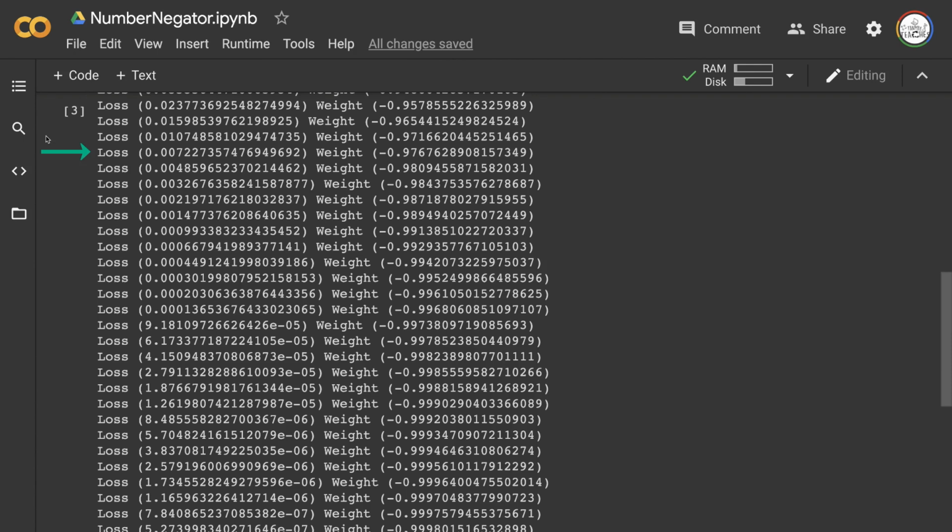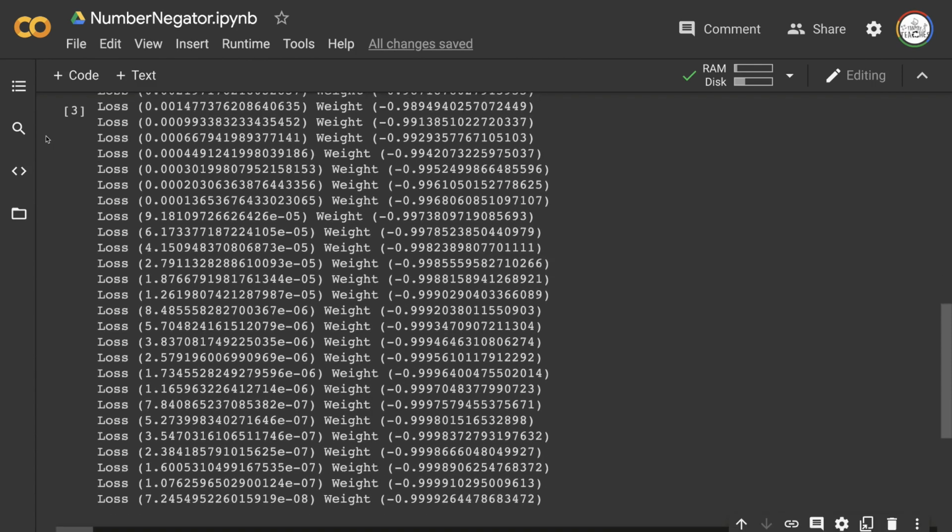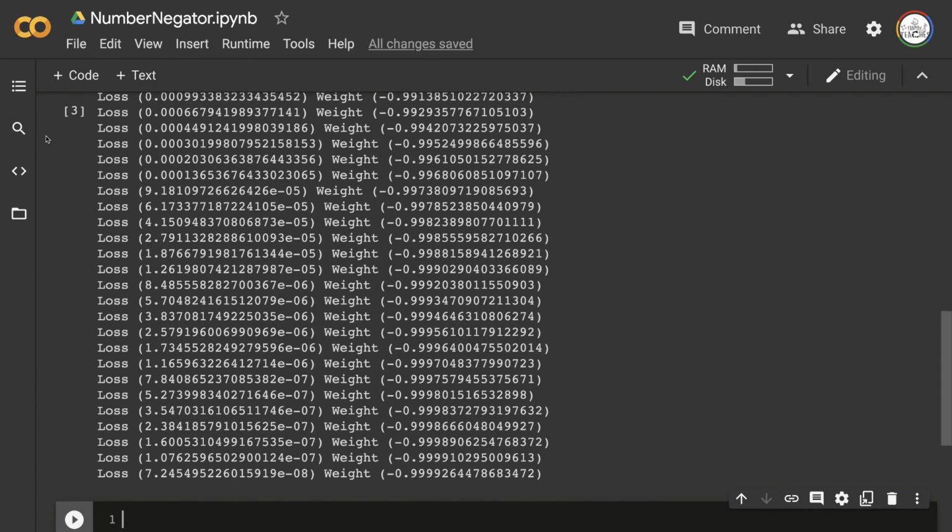You can see over here that the loss is at 0.007. And over here, the weight is starting to approach negative 1, because that's what we want. It's a number negator. And so we scroll down and scroll down, and now we're at 3.8 e minus 6, and the weight is nearly at negative 1.